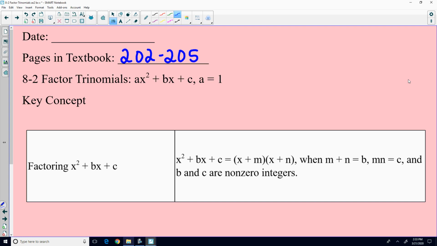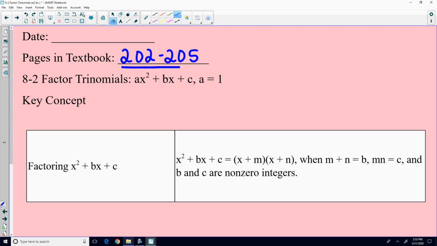plenty of practice problems. We're actually going to do this note sheet over 2 days, so right now I'm going to tape for you the first day of notes, and then I'm going to do the second day as well. So this will be over 2 days. But here are your notes for day 1 of 8.2, factoring trinomials.